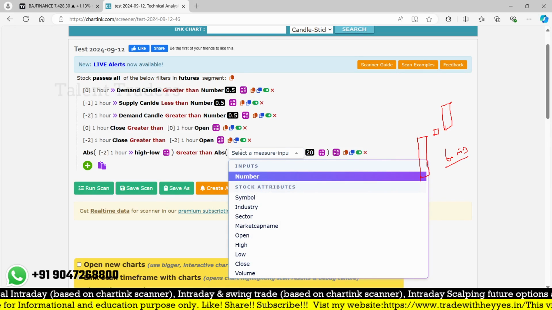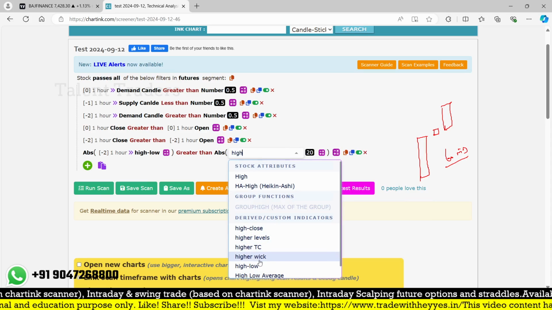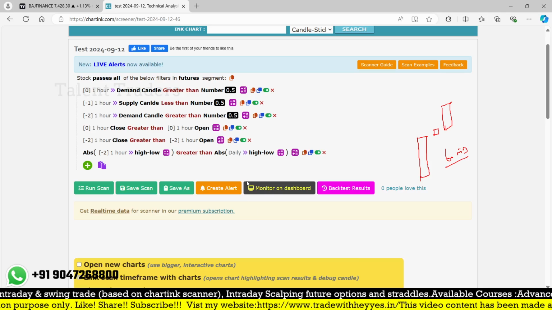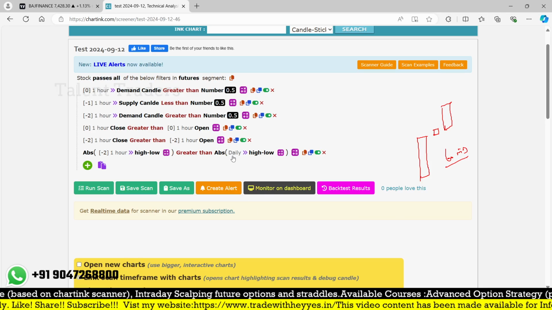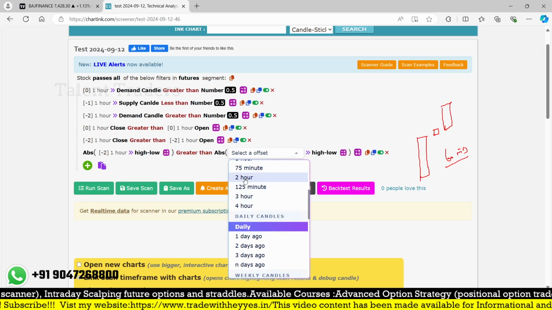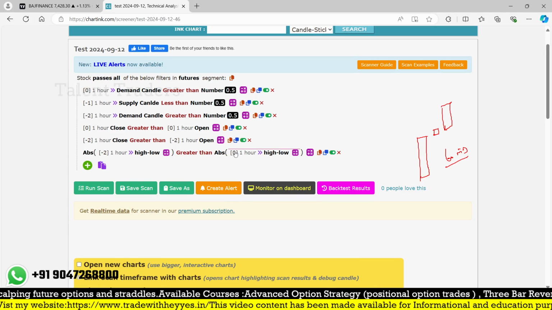Someone was asking in the comments what an ABS is. ABS is nothing but absolute value. If it's a red candle, high minus low may be a negative value, so we have to find it with absolute values only. We are comparing the candle.